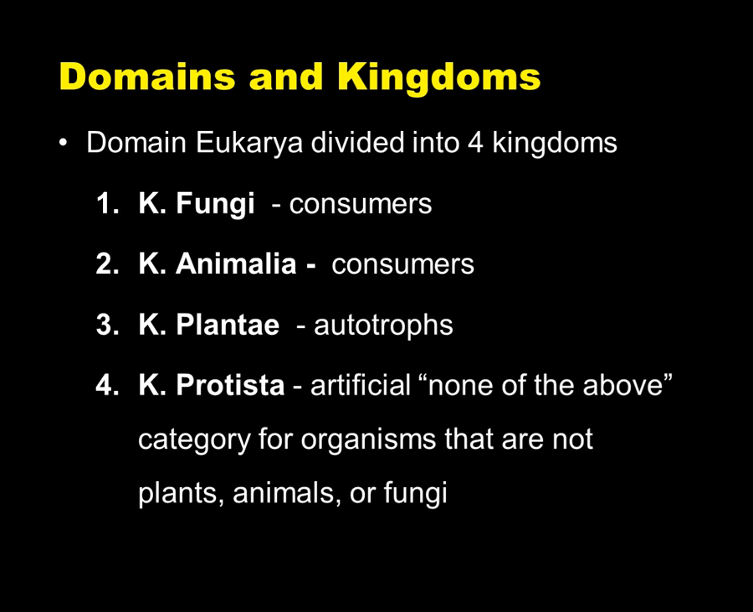Our animalia, or our animals, are also consumers. They have to eat other organisms. And our plant kingdom, they are categorically autotrophs. That means what? They can produce their own food by utilizing sunlight. And then the 4th category is called kingdom protista, or our protists.